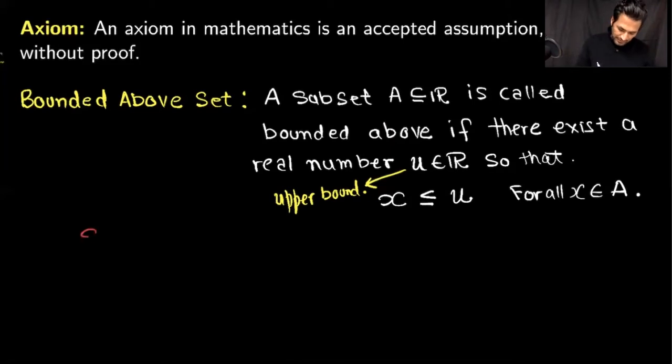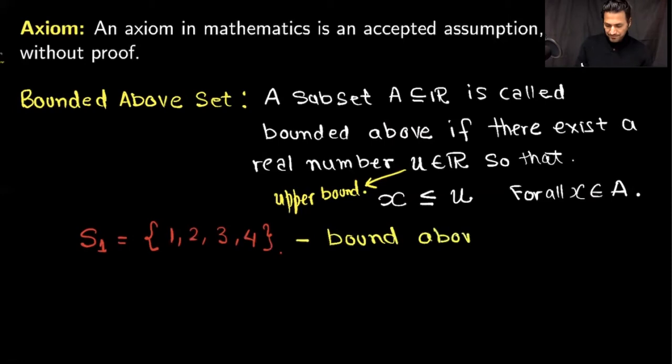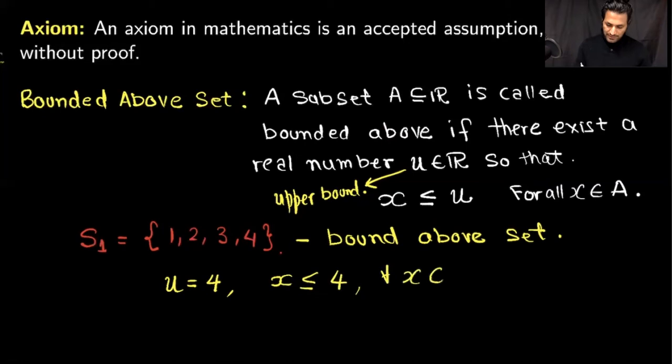So my first example, S1. Let's suppose S1 set has elements 1, 2, 3, and 4. So this S1 set is a bounded above set. The reason is that I can find u, which is a real number. For example, if I choose u equal to 4, I can see that all the elements of this set are always less than or equal to 4, no matter what element I choose from the set S1.